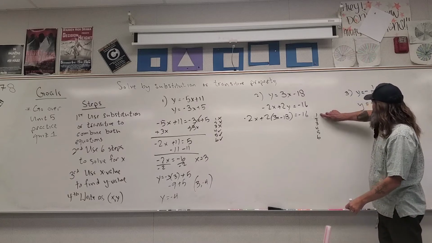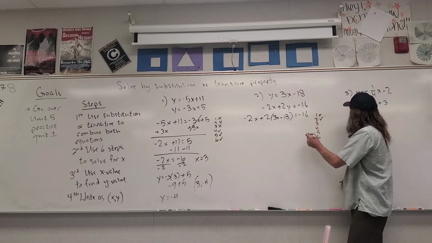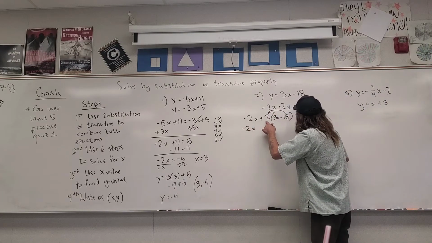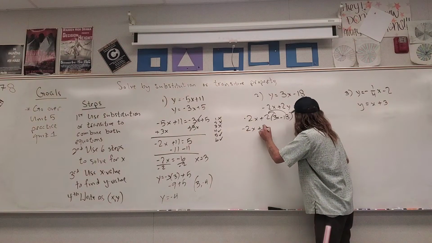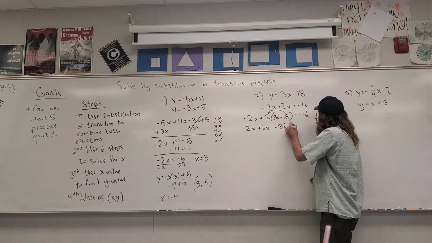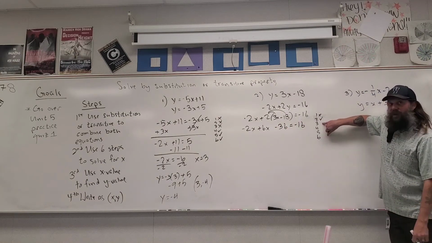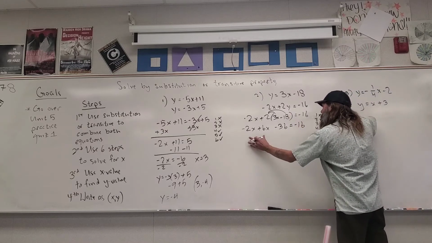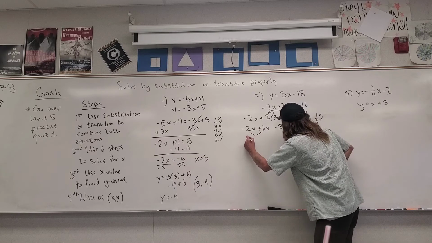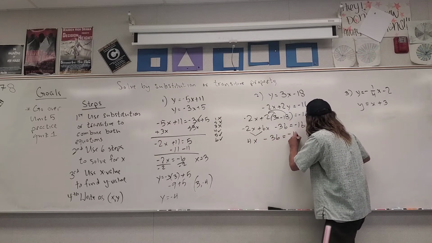Can I eliminate fractions? No. Can I distribute? Yes, I have parentheses. That means I distribute. So now I get minus 2x. 2 times 3x, that's plus 6x. 2 times negative 18, that's negative 36. And that equals minus 16. Can I combine like terms on each side of the equal sign? Actually, on this one I can. I can put these guys together. I owe 2, I have 6. That means that I have 4x. 4x minus 36 equals minus 16.